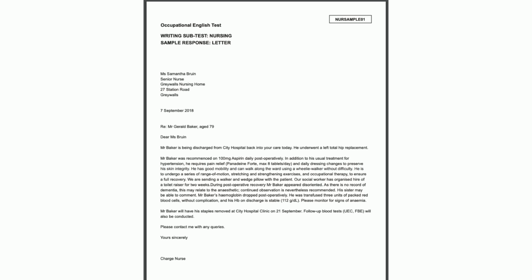Okay, this is an example or a model letter. You can see here right at the top there's the Ms. Samantha Bruin, and then the address of the recipient, the date, regarding the patient and the age, Dear Ms. Bruin. You have the introductory sentence or paragraph. This is an interesting one because it actually consists of one big paragraph. Now, this is a little bit unusual. Typically, you will have sort of 2 or 3 or 4 paragraphs. Then you will have the request, followed by the sign-off, and that's it.